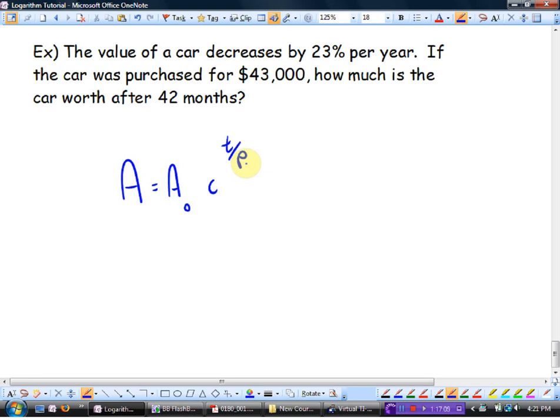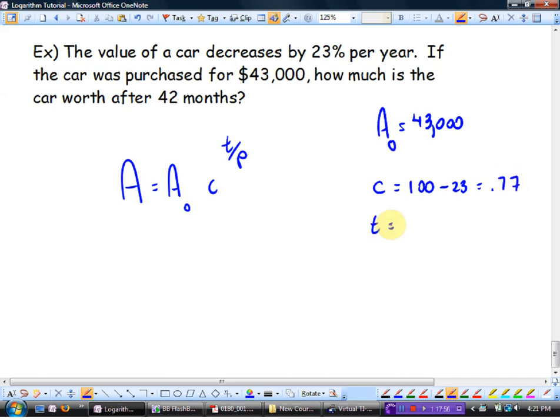Okay. What are they asking me to find in this question? Final amount. That must mean they gave me everything else. Did they give me my initial amount? What's it worth? $43,000. They must have given me my growth or decay rate. Decreasing by 23% means my rate is 100% minus 23%, because I'm losing money. We always start with 100. What is it? 0.77 as a decimal.